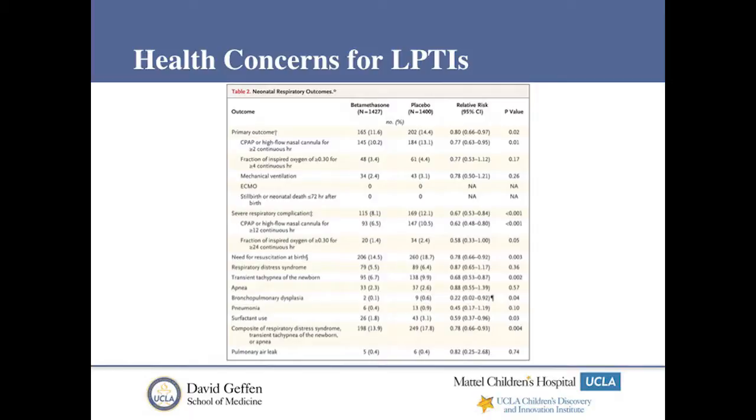So basically across the board, they did see improvement. But if you look at things that you wouldn't necessarily expect, like ECMO, there was no incidence of that or things like that. So they absolutely achieved their primary outcome. What they noted is they would have to treat 35 mothers in order to get to this type of outcome. So a lot of people had questions about that.